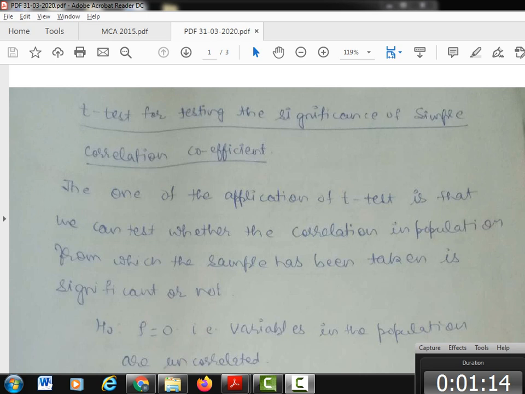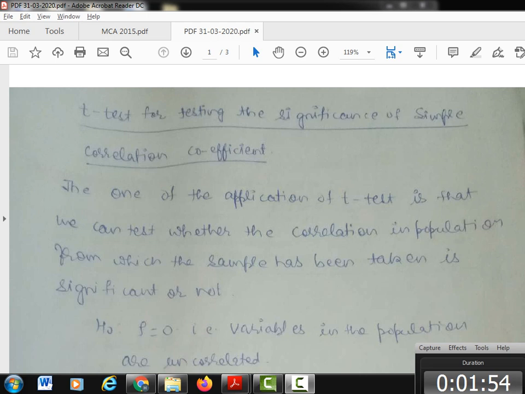We have discussed many applications of the t-test also. The t-test is used to check the difference of mean between a sample and a population, or the difference of mean between two samples. Then we also discussed the application of the t-test for checking the difference of standard deviation between two samples, or between a sample and a population. The last application of the t-test, which I am using here, is to check the significance of a simple correlation coefficient.